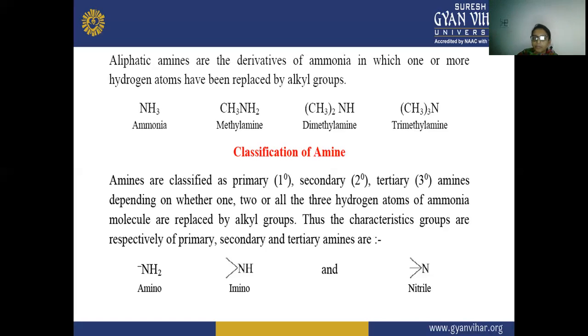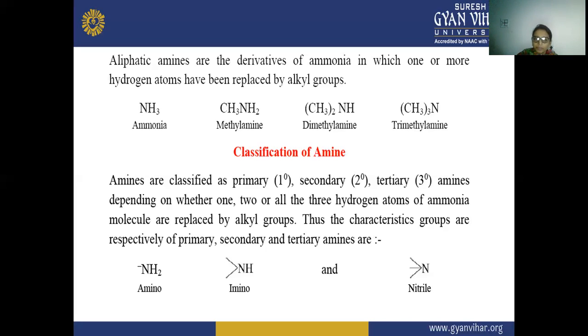And these aliphatic amines are the derivatives of ammonia in which one or more hydrogen atoms have been replaced by alkyl groups. In aliphatic amines, the hydrogen atoms from the ammonia have been replaced by the alkyl groups. Here you can see the ammonia structure, that is NH3.